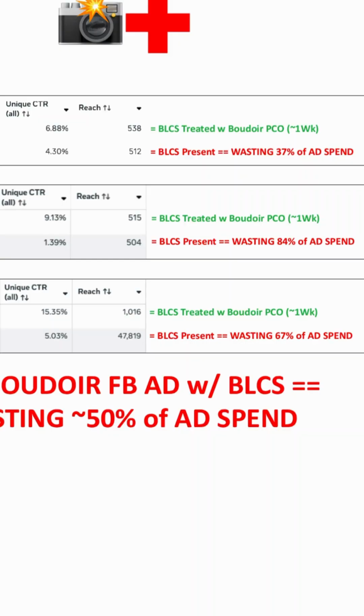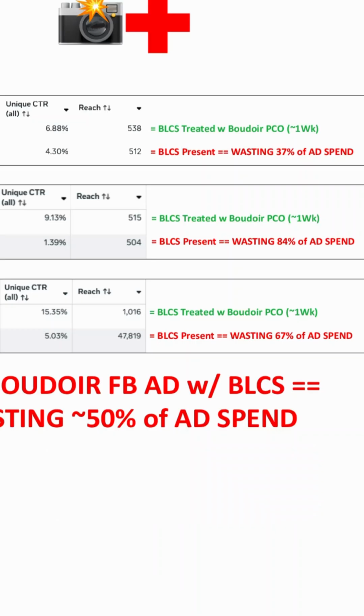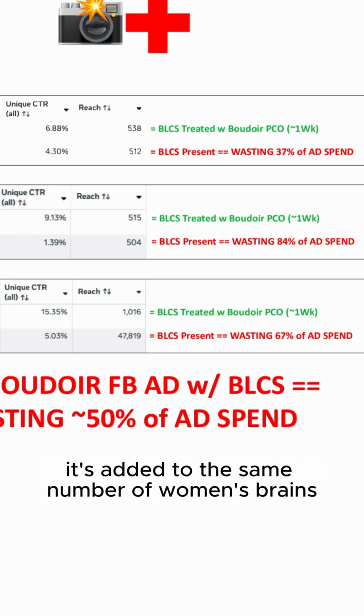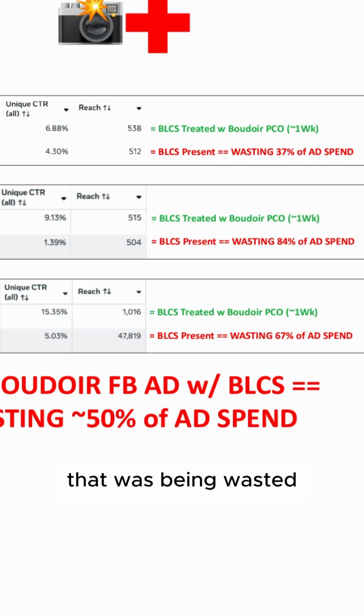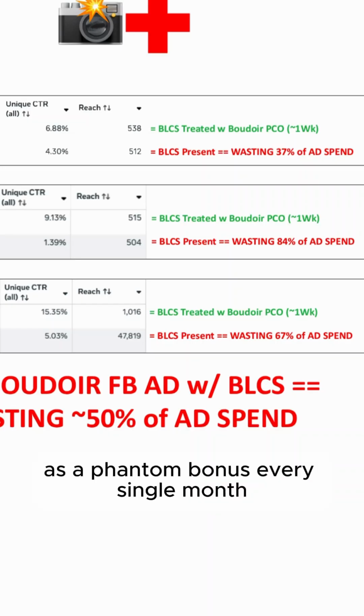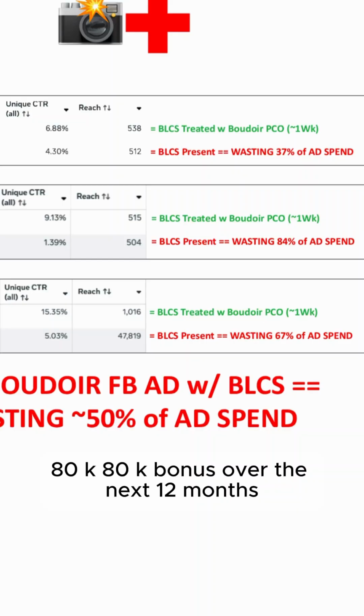And as a result, if he spent 10 grand a month on the original Boudoir Facebook ad, then now he only has to spend 3,300 bucks a month on the Boudoir Pico treated ad, and he gets to get into the same number of women's brains in both scenarios. But now that 6,700 bucks a month that was being wasted is being eliminated, back in his pocket. He doesn't have to spend it, a phantom bonus every single month. Basically like, what's that, 80K bonus over the next 12 months.